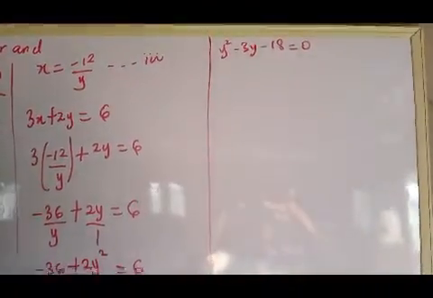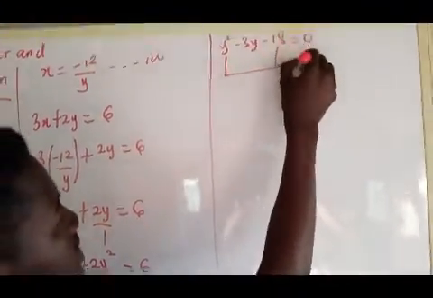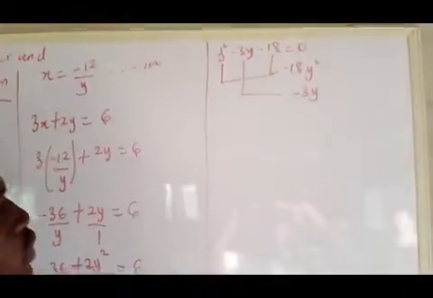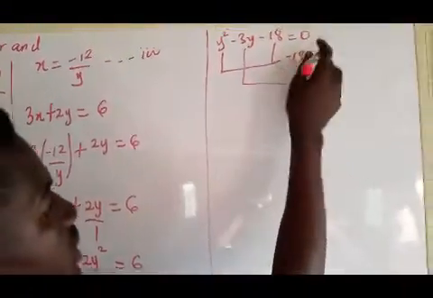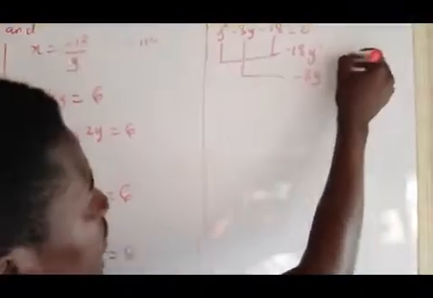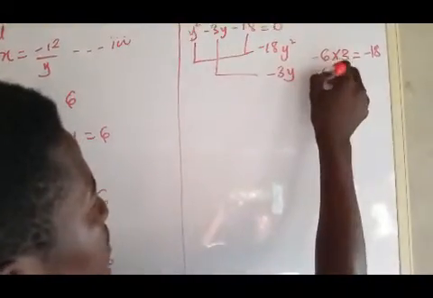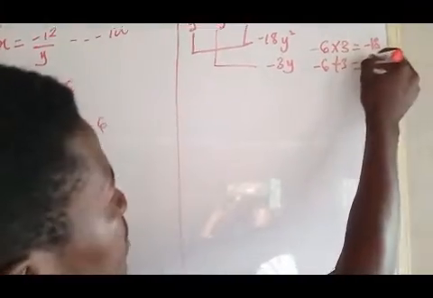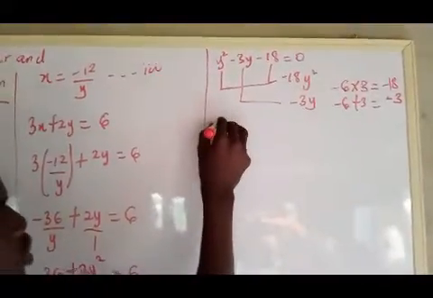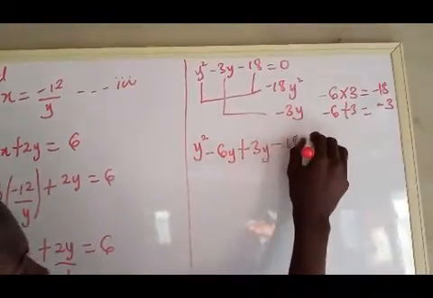From here, we have y squared minus 3y minus 18 equals 0. So what are the two values that multiply to give us minus 18 and when we add, we have minus 3? It is very simple. Minus 6 times 3 will give us minus 18, and minus 6 plus 3 will give us minus 3. So the expression now becomes y squared minus 6y plus 3y minus 18 equals 0.